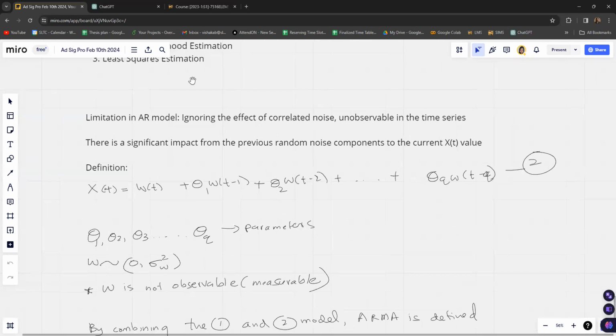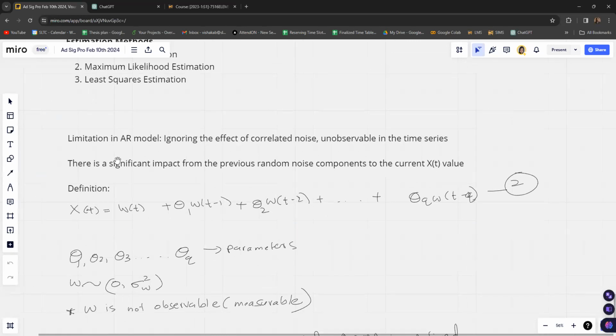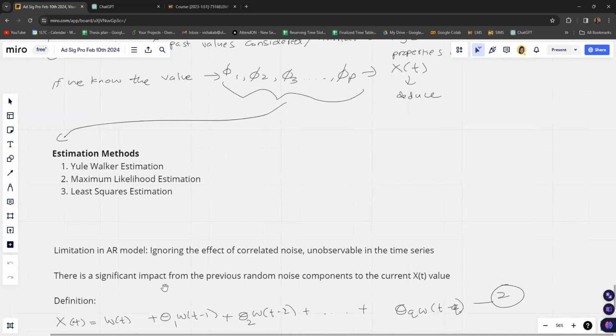After that, we have another model, which is known as the moving average model. This is the equation for the moving average model.